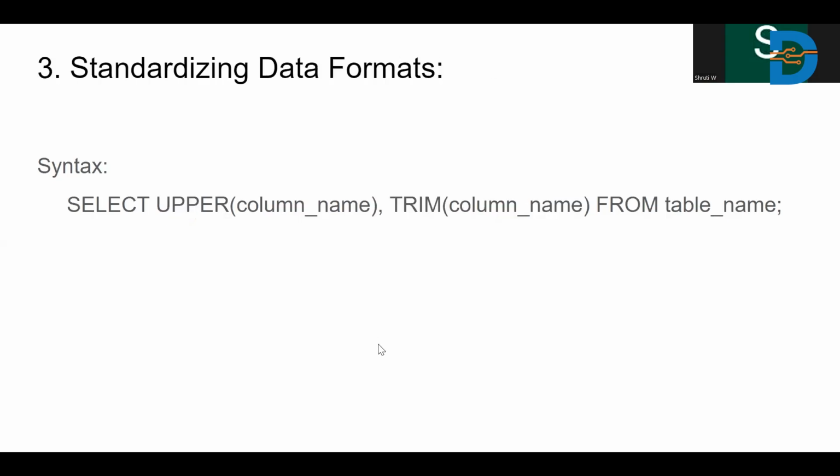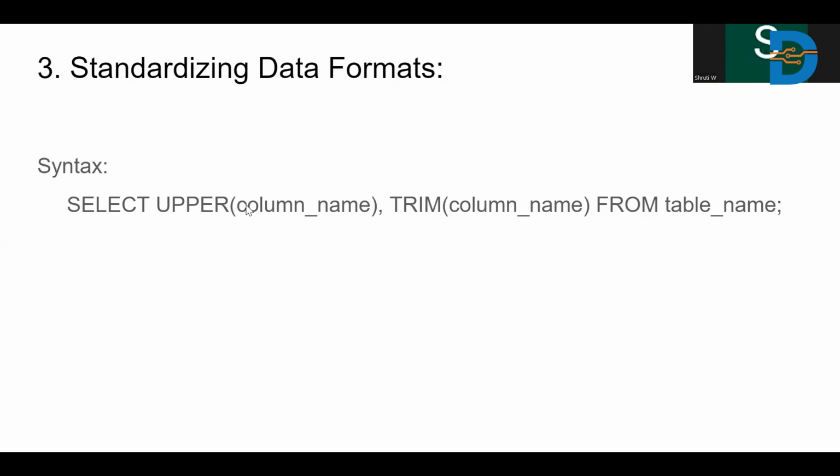The third one is standardizing data format, which ensures consistency in your data. For example, a name might be in mixed cases like John Doe in capitals or in small letters. Using a function like UPPER, you can standardize this text value for uniformity. Similarly, you can clean up unwanted spaces with TRIM, and if you want to extract some parts of a string, you can go for SUBSTRING.